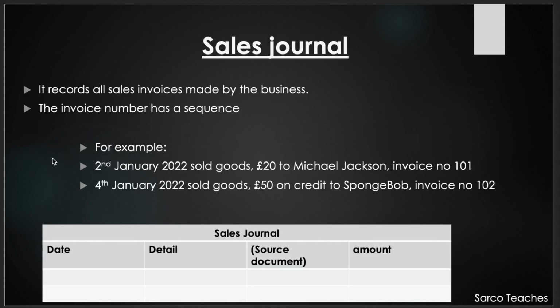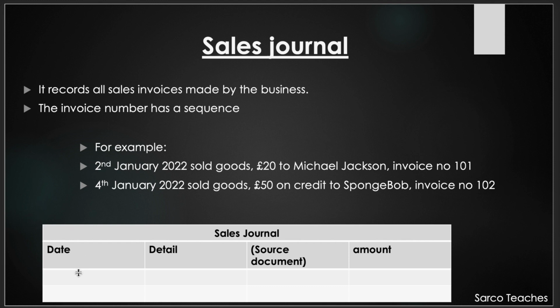The first one on the list is the sales journal. It records all sales invoices made by the business. The invoice number has a sequence. For example, on the 2nd of January 2022, we've sold goods £20 to Michael Jackson. The invoice number is 101.